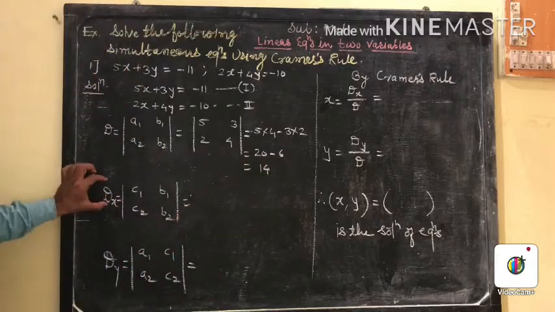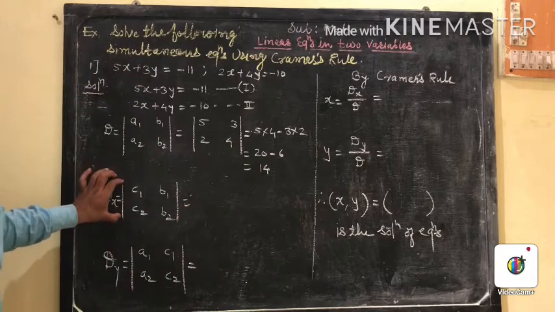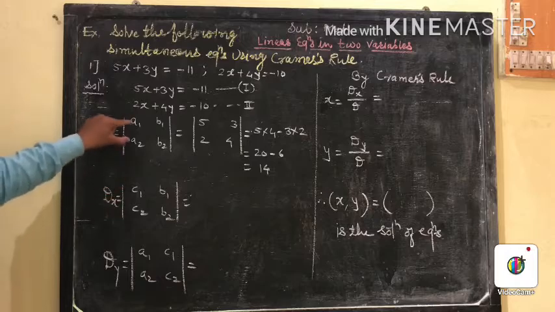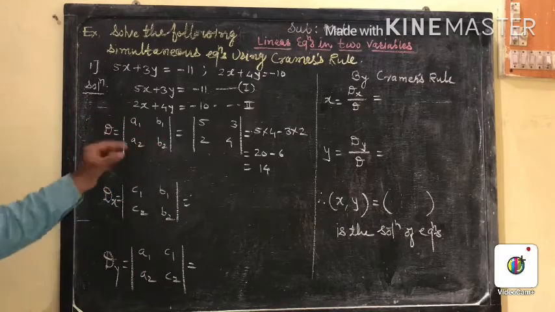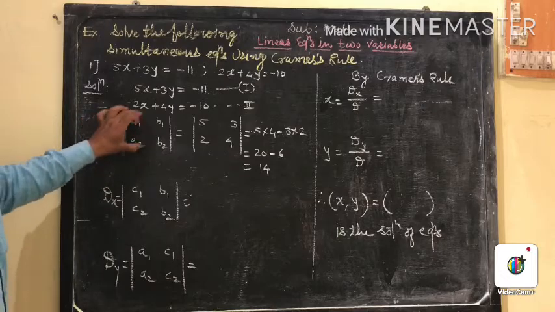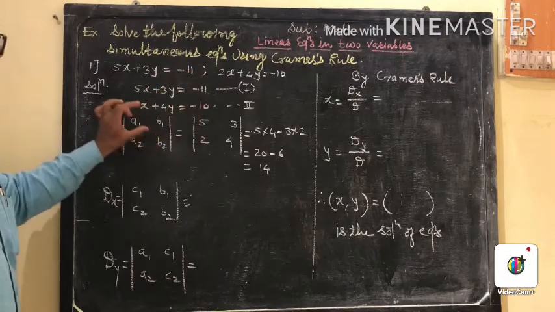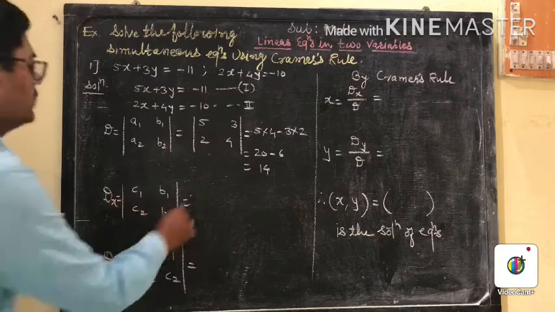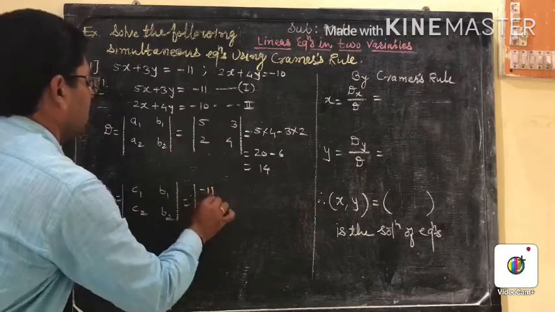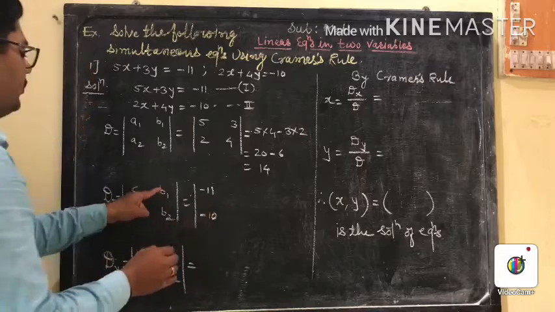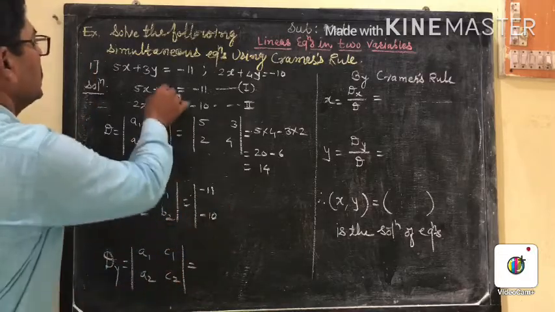Now the value of determinant Dx, and you know the determinant Dx is made by replacing a1 a2 by c1 c2 only in this determinant. Remember this: replacing a1 a2 by c1 c2. Now write down the c1 c2 here. The c1 c2 are minus 11 minus 10, and b1 b2 as it is. What are the b1 b2? 3 4.